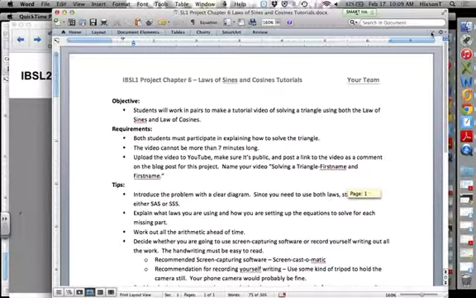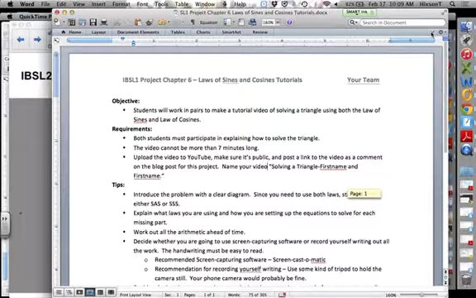Because if you can explain something to other people, then that shows that you really understand it yourself. And if you don't really understand it yourself, then it's really obvious when you try to explain it to somebody else. Okay?